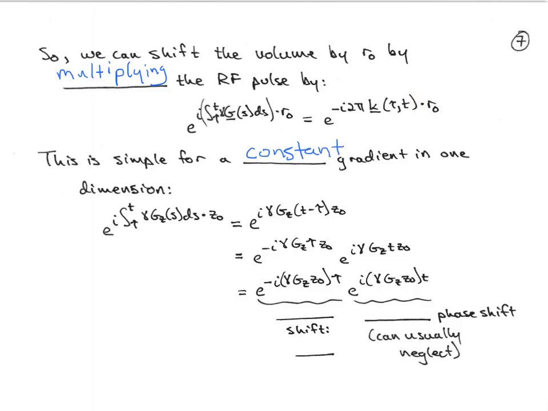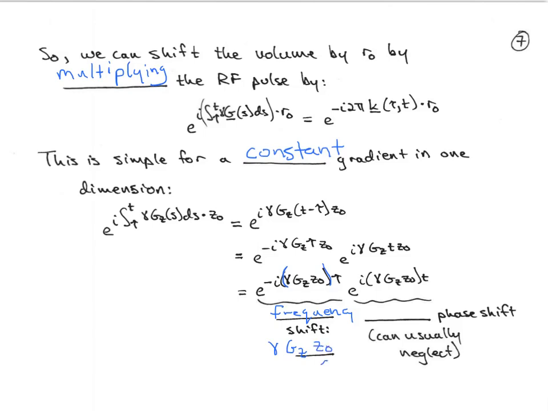So in that case, because g is a constant, gz of s is a constant function of time, then we get this, right? We get e to the i gamma gz times t minus tau times z0. And so then we can split up this complex exponential into two terms, right? And so the left term here corresponds to a frequency shift. And indeed what I put in the parentheses here is the frequency that you need to modulate your pulse by, right? So the frequency shift is gamma gz times z0, right?